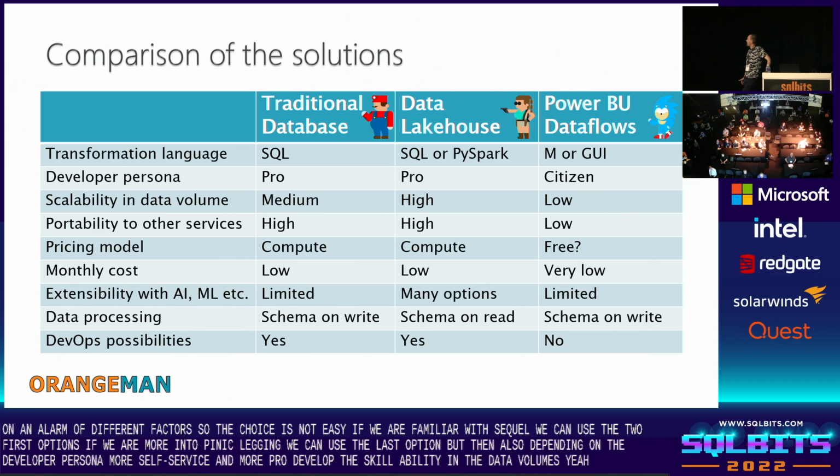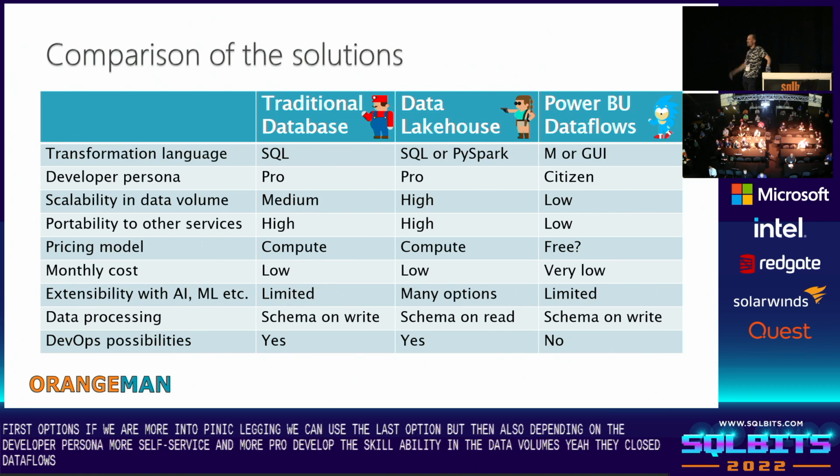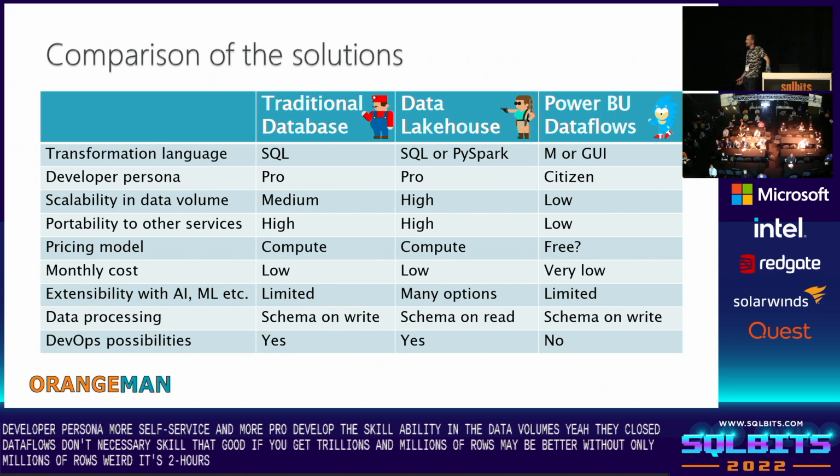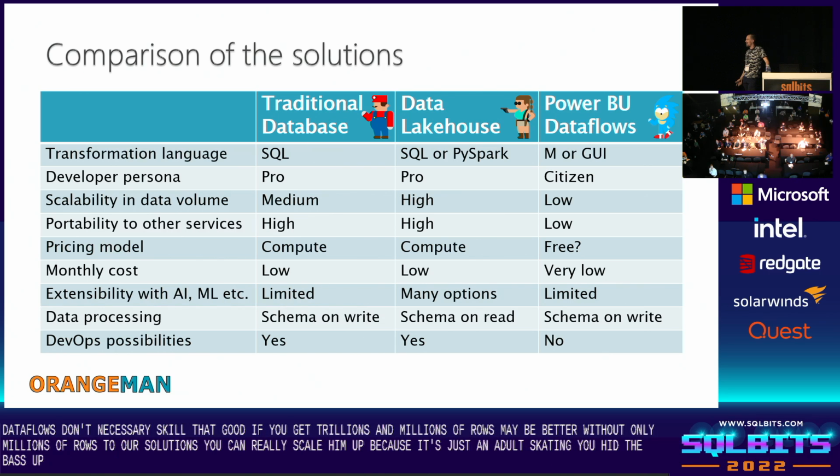the Power BI dataflows don't necessarily scale that well if you get trillions or billions of rows. Maybe it's better with only millions of rows, whereas the two other solutions you can really scale up, because it's just a matter of scaling your Azure database up or scaling your clusters in Spark up, where you don't have this possibility in dataflows to scale it.